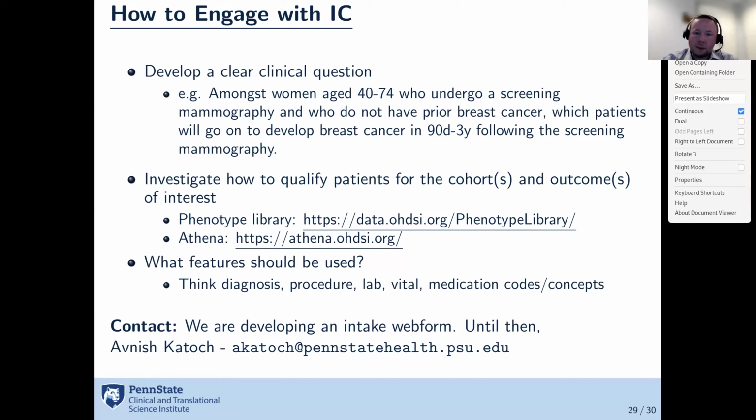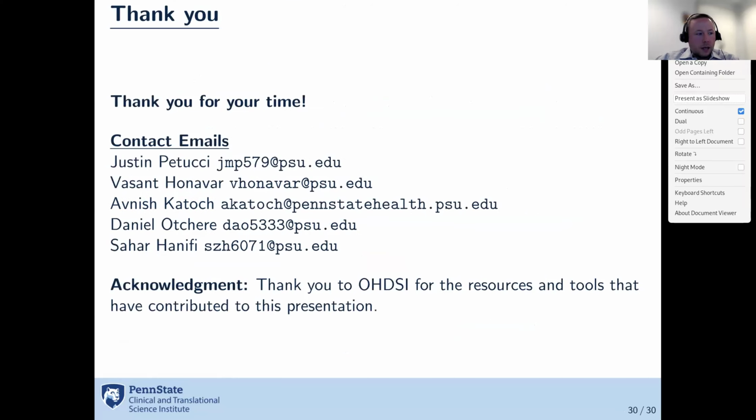Another thing that would be great before engaging would be to think about the different features that you think should be used. If this is, for example, a prediction problem, which diagnoses or procedures, etc., are relevant for that clinical question. So we are developing an intake form, but it's still in progress. So in the interim, we recommend reaching out to Avnish, and I have his email here. And I think that's it in terms of time. So thanks again. I'll be available for questions afterwards, but please engage, please email us, and thanks for your time.